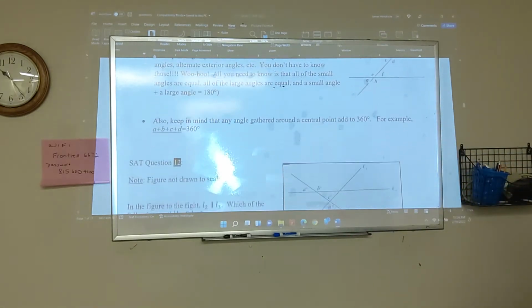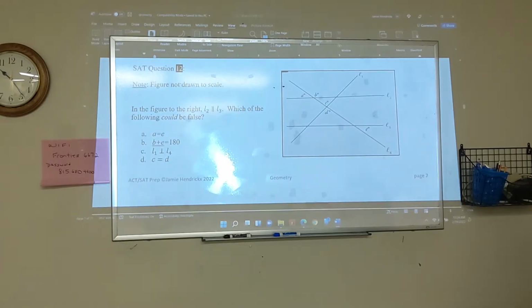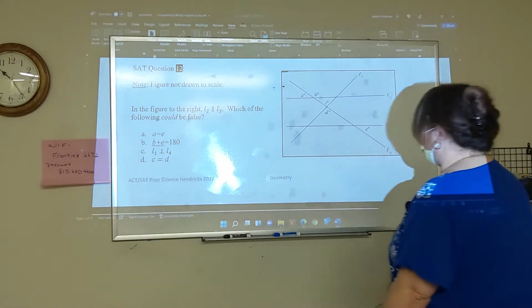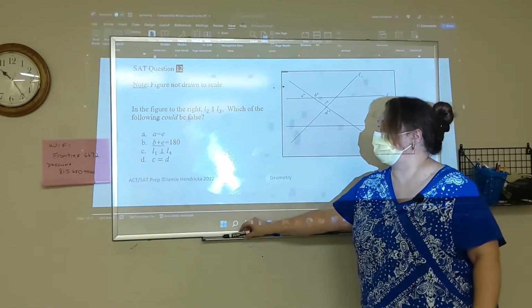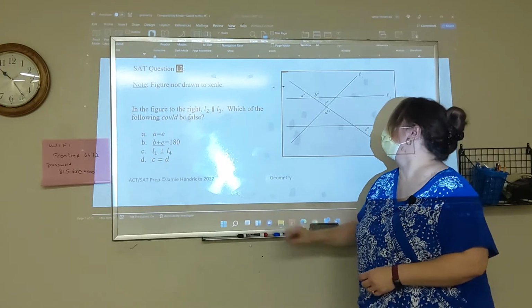Okay, so that's what that paragraph right there is telling you. And let's go to number 12. Let's apply this. Number 12. Note, figure not drawn to scale. Oh, crap. Okay, so let's talk about that.